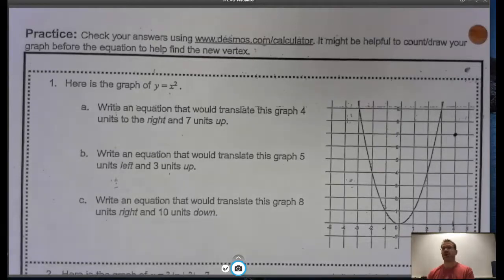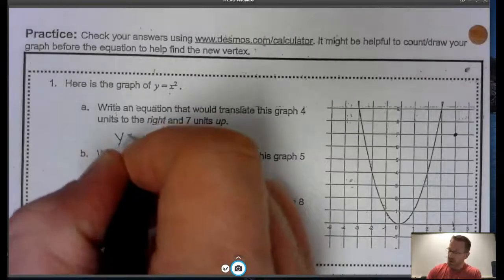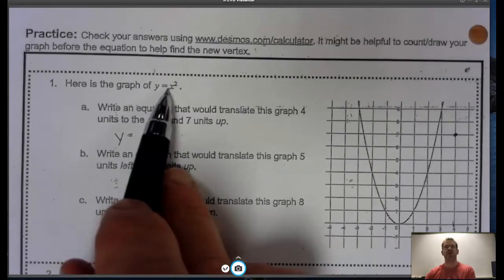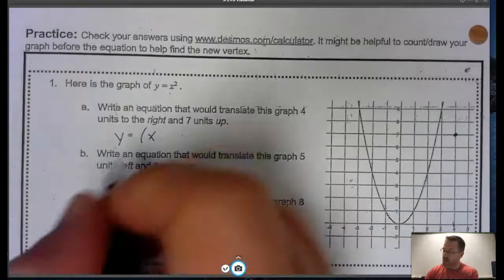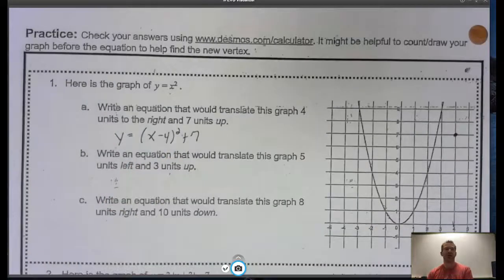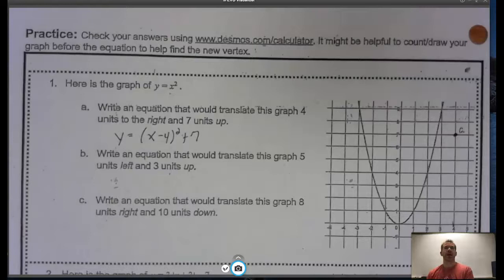And so we want to write the equation. And if we think about what we just did, the a value for all of these right now is going to stay the same. So whatever the a value is here, we're going to just pull down. And so my new equation would be (x minus 4) squared plus 7. And that's all you need. All right, so that was for part A right there, right? Okay, so now notice this one.